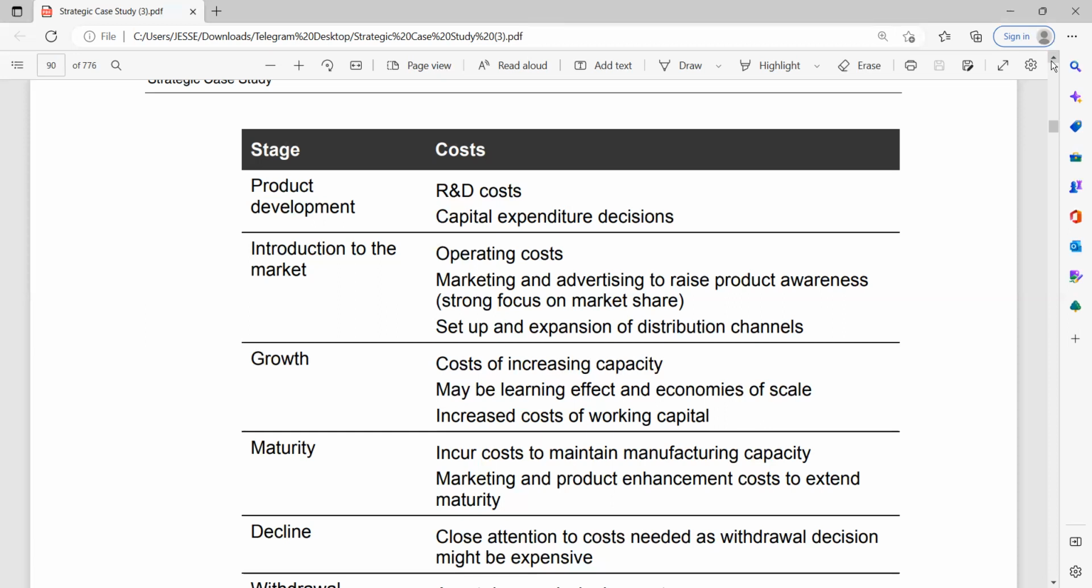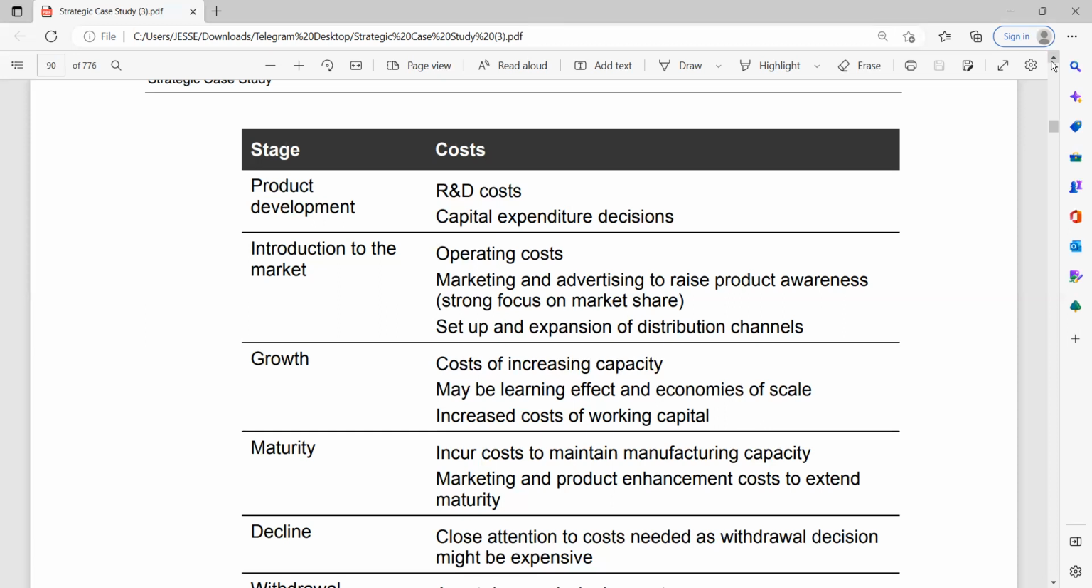And then you have the maturity stage. In the maturity stage, you incur cost also to maintain the manufacturing capacity. So maintenance of the manufacturing capacity is also key here when it comes to the maturity stage. And then you also need to enhance the product at this stage. So costs related to marketing and product enhancement also become very, very crucial.